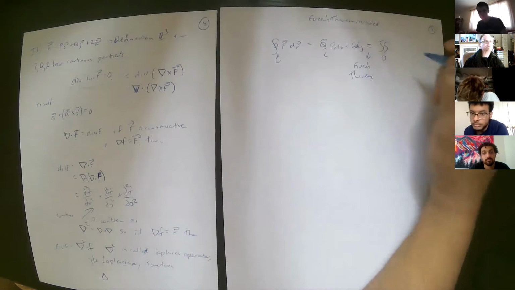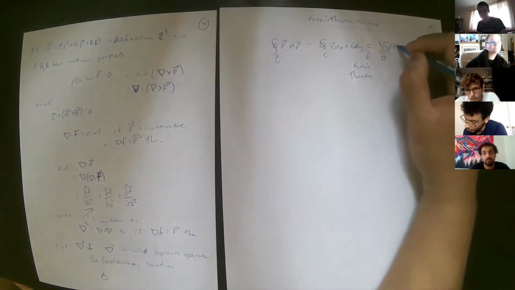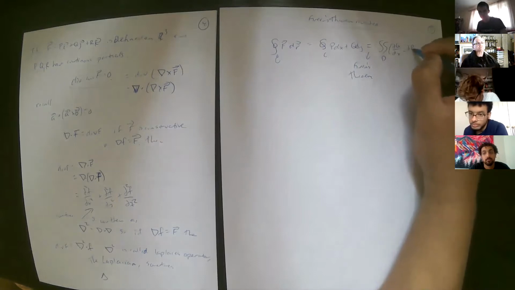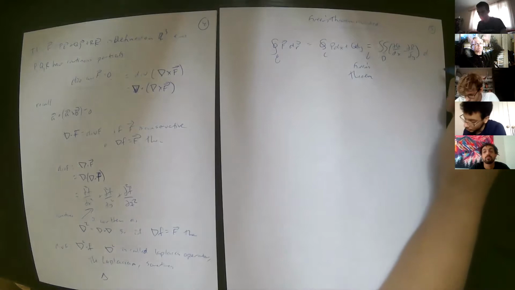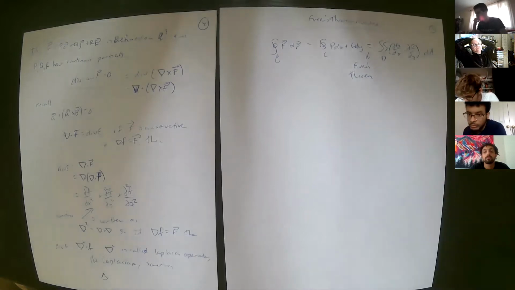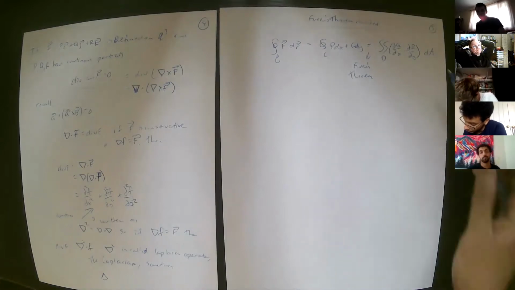the double integral over D of dQ/dx minus dP/dy dA. Okay. So what does this look like?